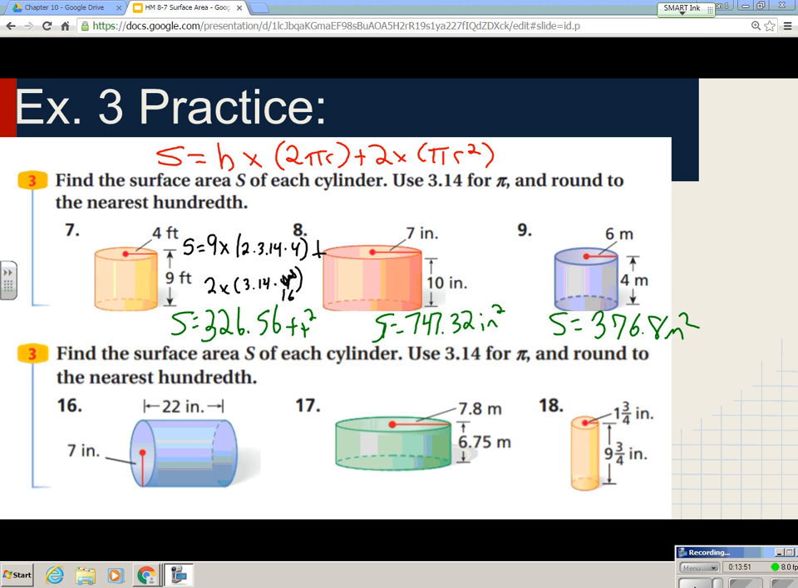There's your answers. So just using that formula, you plug and chug. You make sure you follow order of operations carefully, and you'll get the answer every time. Just make sure you're going parentheses first, then multiplying, then adding.